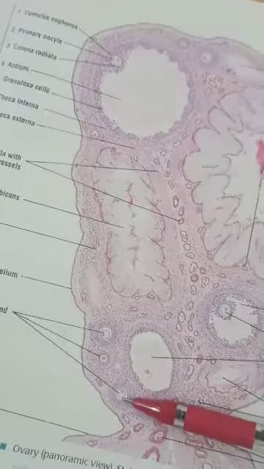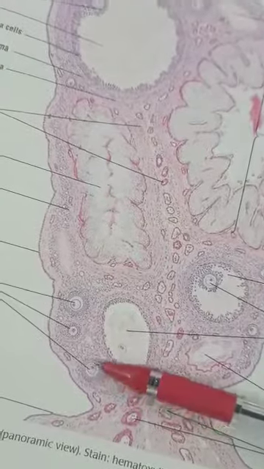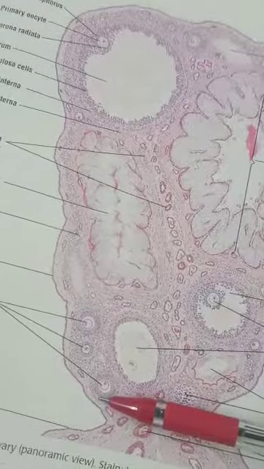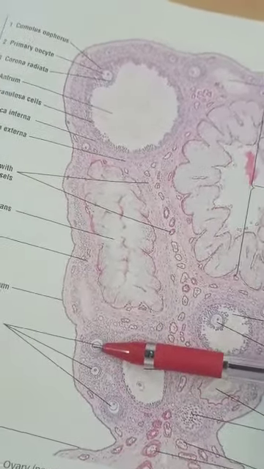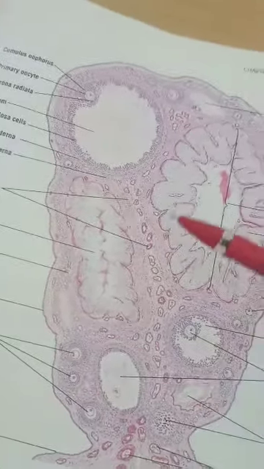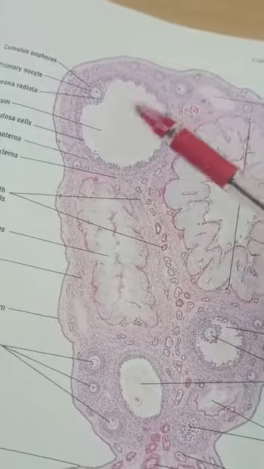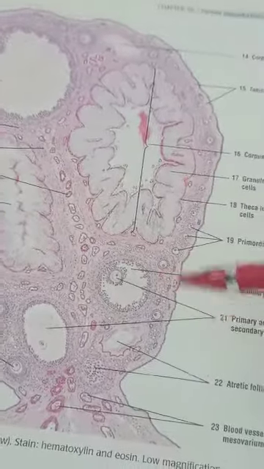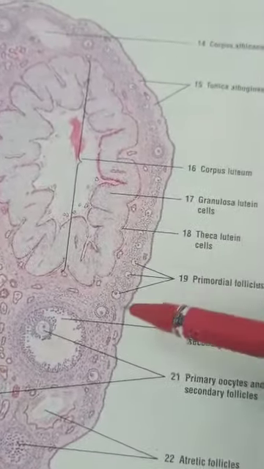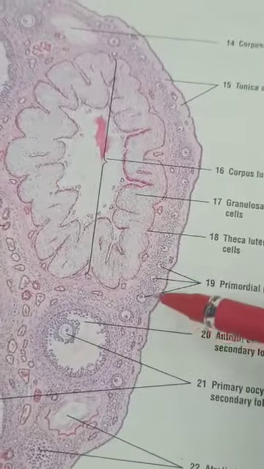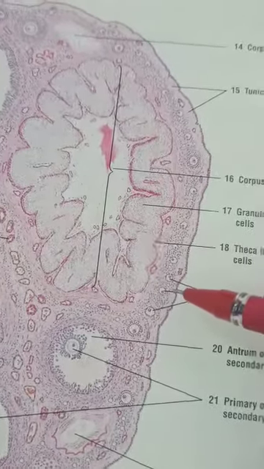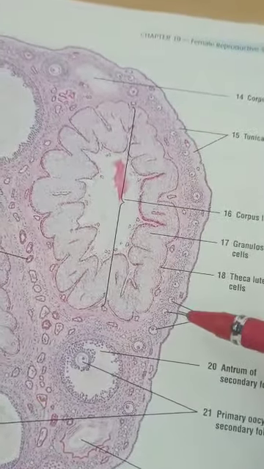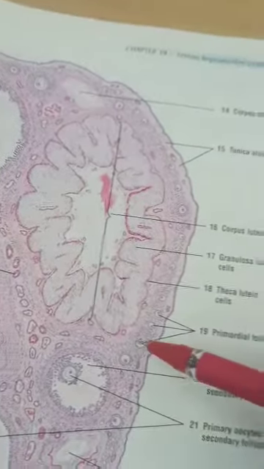Here we can see this is the ovum, and surrounding it are the follicular cells. This structure is known as a follicle. There will be primordial follicles, primary follicles, secondary follicles, and tertiary follicles or Graafian follicle. These are the primordial follicles, the smallest follicles. These primordial follicles will undergo maturation and form the primary follicles.